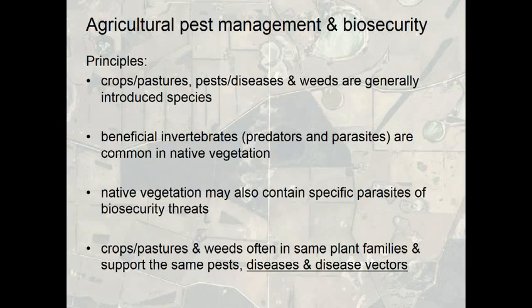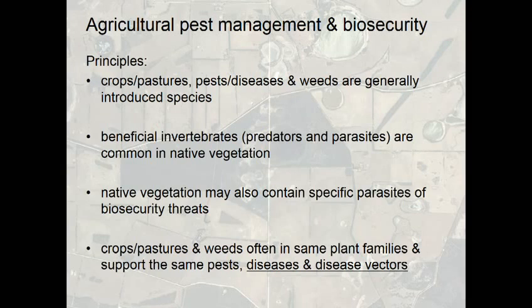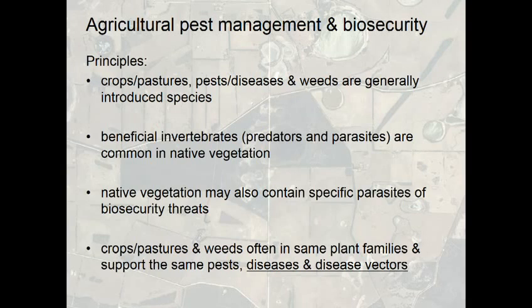So it showed us that we could actually manipulate vegetation to put these biocontrol agents there ahead of the arrival of a new pest. And another thing is that crops, pastures and weeds are often in the same plant family, so they're generally introduced. Lots of them occur in the same family, so they're closely related, and therefore they support the same pests, diseases and disease vectors. And I've underlined diseases and disease vectors because these are the key things in terms of agricultural production and that have the biggest effect on the economics and the production systems themselves.